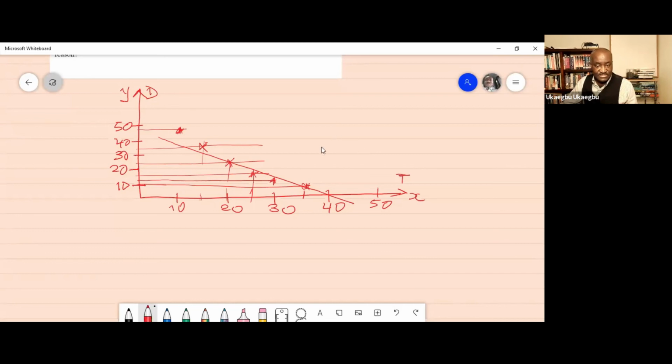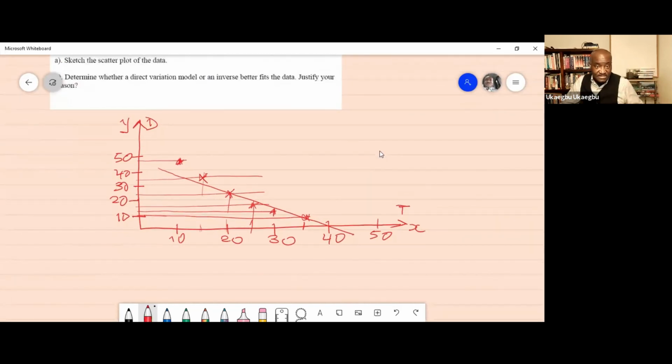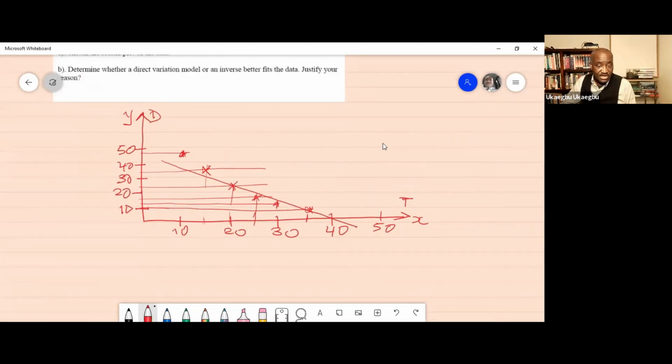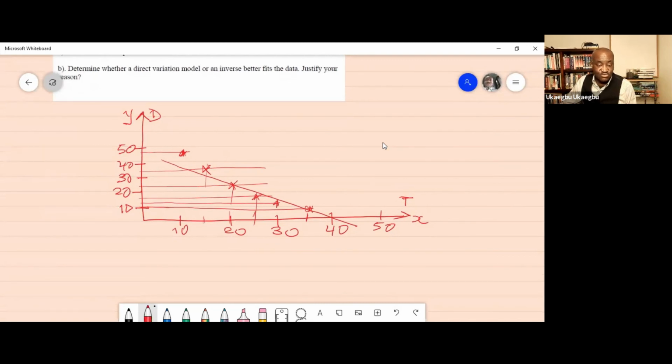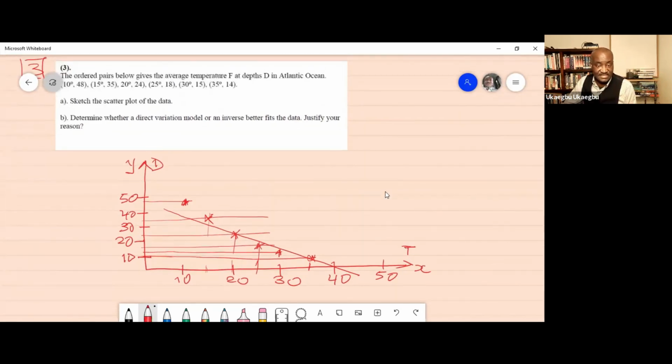So now when you look at your line of best fit, the question still says justify your reason. One way to justify your reason would be to determine the slope of this graph. If the slope gives you negative, then you can say that it is an inverse proportion.